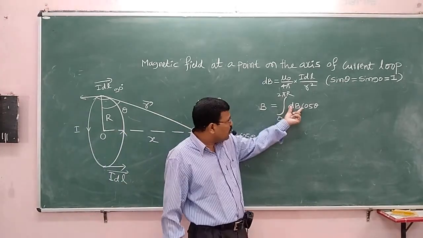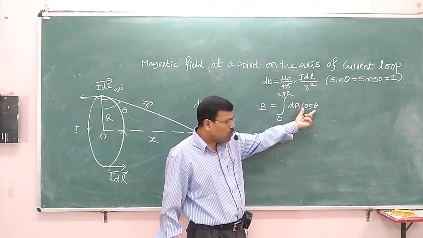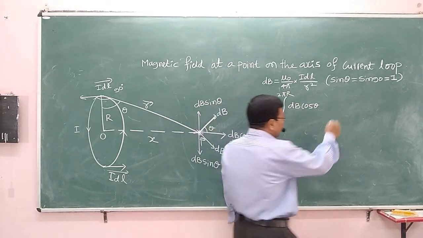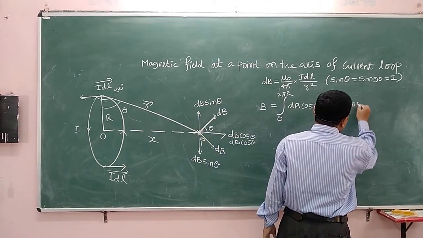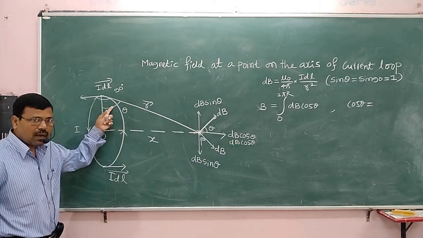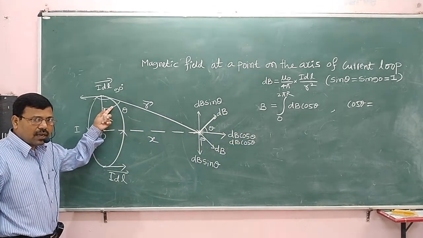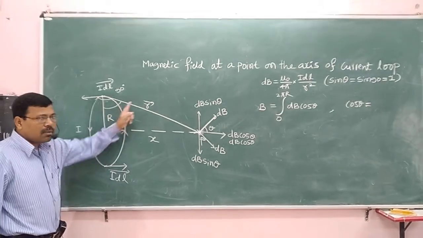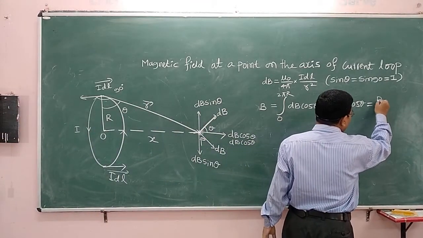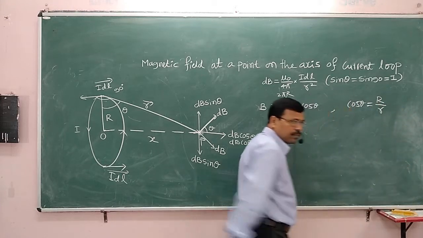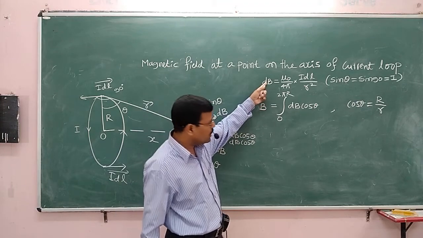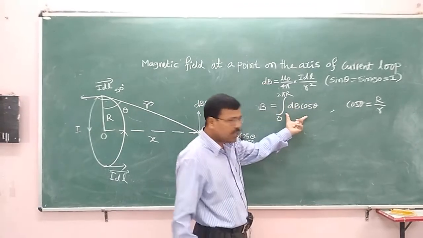Now we know the value of dV here. We have to substitute the value of cos theta. What is cos theta? As we know, consider this theta. Cos theta is equal to r by R. Now let me substitute the value of dV and cos theta in this equation.